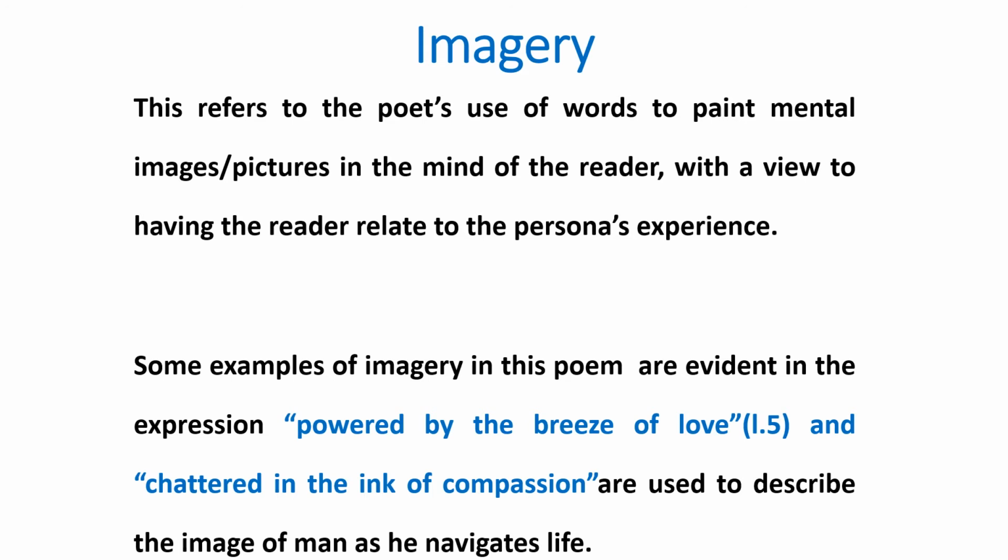Now, imagery is defined as the poet's use of words to paint mental pictures or images in the mind of readers with a view to having the reader relate to the persona's experience. In fact, I can tell you that there's no poem you read that you don't see elements of imagery there. Because before the poet writes down his ideas, he has already visualized certain things. There are certain images he wants to paint in your mind. Certain mental pictures that he wants to paint in your mind. So every poem that you pick, you have examples of imagery.